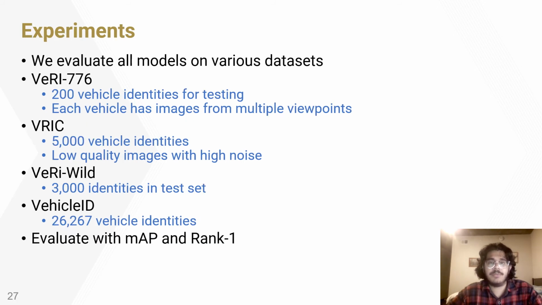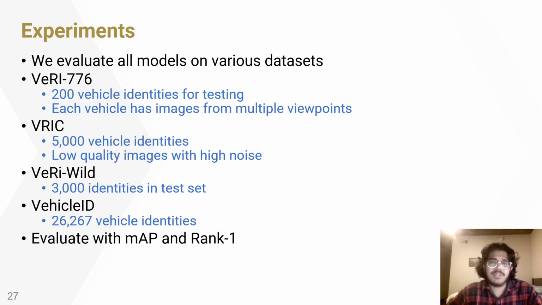We evaluate our models on the following vehicle ReID datasets. VeRi-776, which has 776 vehicle identities, 200 of them for testing. VRIC, which has 5,000 vehicle identities. Images in VRIC are of lower quality and higher noise. We also use VeRi-Wild, which has 3,000 images in the test set, and VehicleID, which has over 25,000 identities in the training set, and 30% are used for the test set.